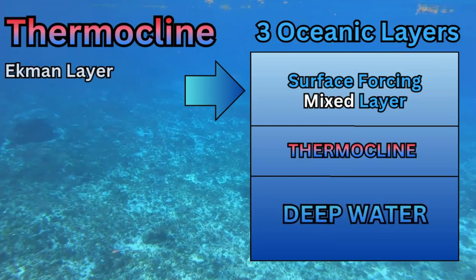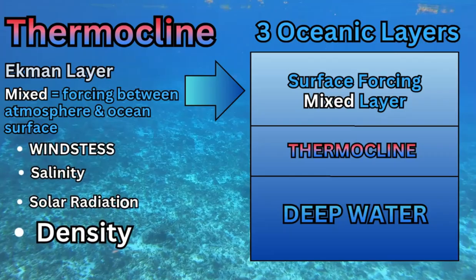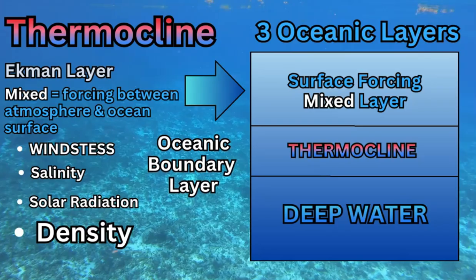Now, the mixed layer or the Ekman layer is an interacting layer between the thermocline and the atmosphere. This results in direct surface forcing between the atmosphere and the ocean surface in regards to wind stress, which involves fluctuations in both salinity and density, and also solar radiation and the absorption of heat. And as a result of these differences or characteristics, the stratification of the ocean to create these three distinct layers is down to the water mass's density.